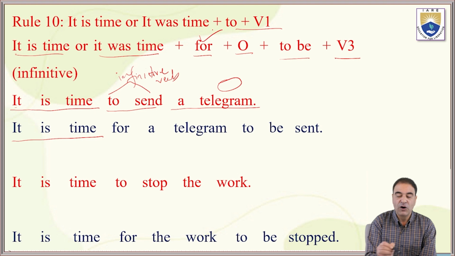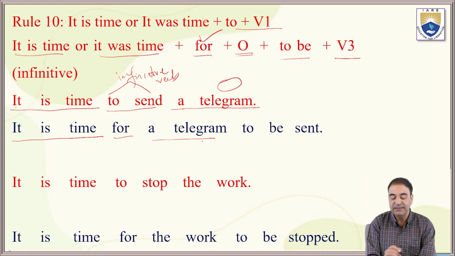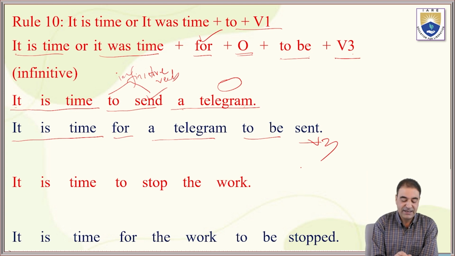Then introduce "for." Here is our "for." Then introduce the object. What's the object? The object is "a telegram." Then introduce "to be." Here is our "to be." And then the verb in third form, but of which verb? The third form of the infinitive. Here the infinitive is "send" and its third form is "sent." This is our answer.